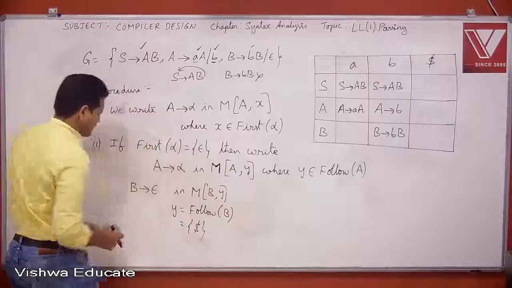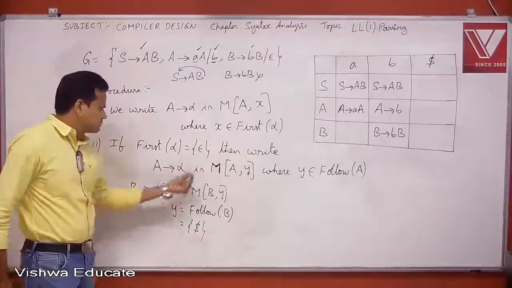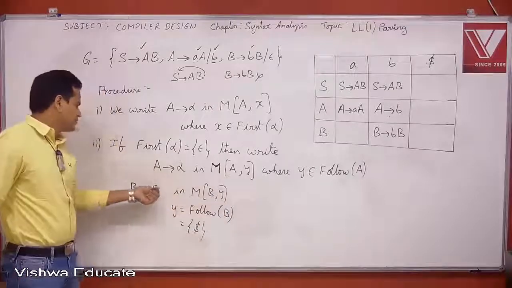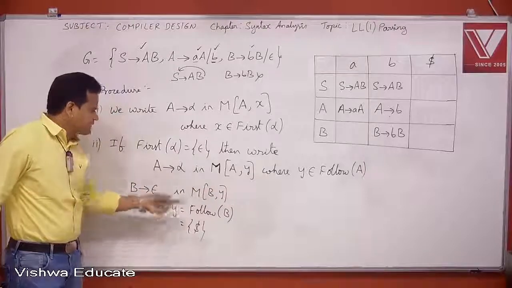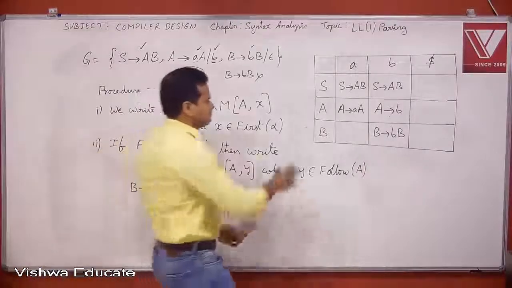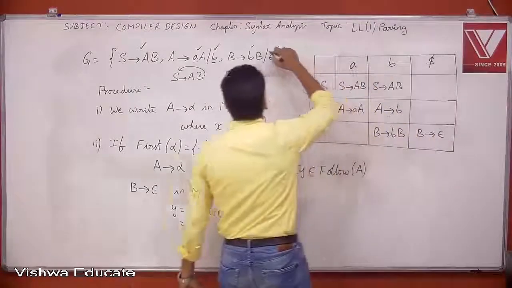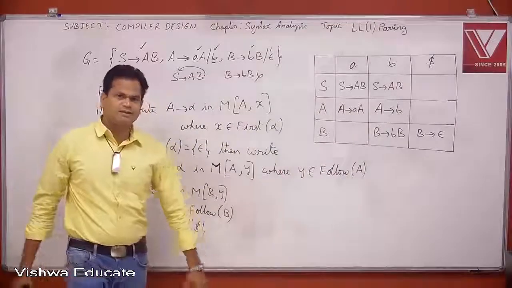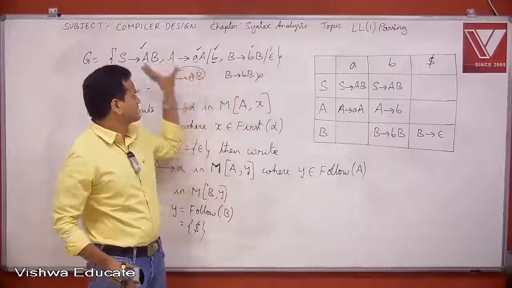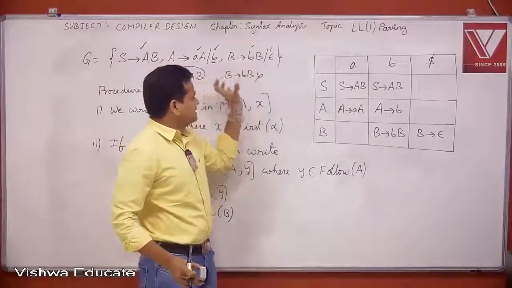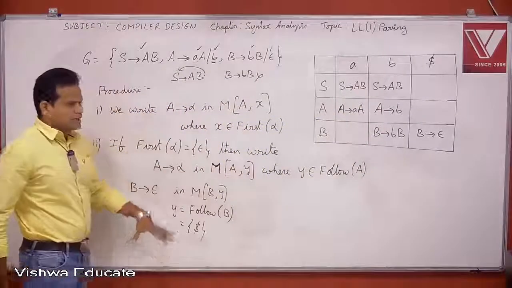Okay, I repeat guys. B derives epsilon. As this is epsilon, we must write this production in the Bth row and yth column where y is follow of B. What is that? $. So we write this production in the Bth row and $ column. Here we write B derives epsilon. So we have completed every production. Every production you must take, and we fill that production in this table according to these rules.